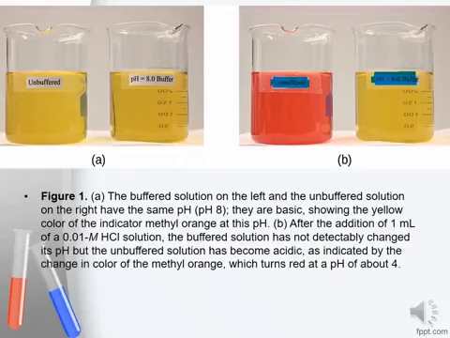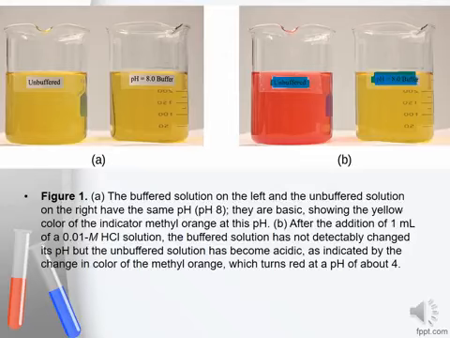What will be the example in our lab about buffer, or what will be the problem about buffer in the lab? Here in picture A, I have two beakers. These two beakers were treated with methyl orange. I know that methyl orange's native color is orange, but when I add pH more than 4, it will give yellow color. Here in these two beakers, they have the same pH, which is 8, and 8 is more than 4, and it gives yellow color.